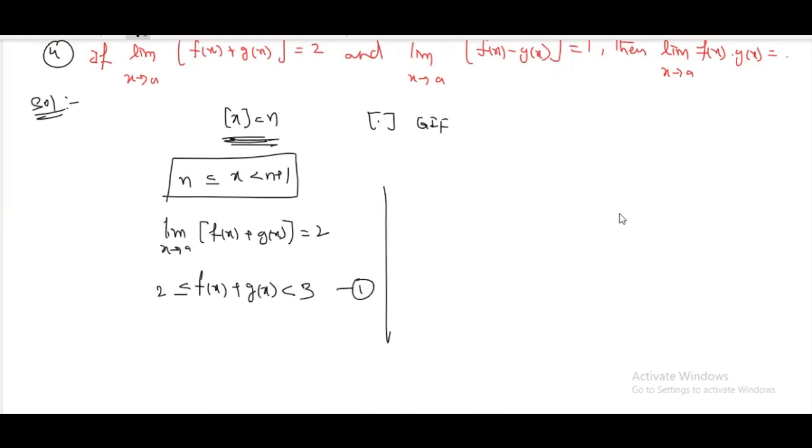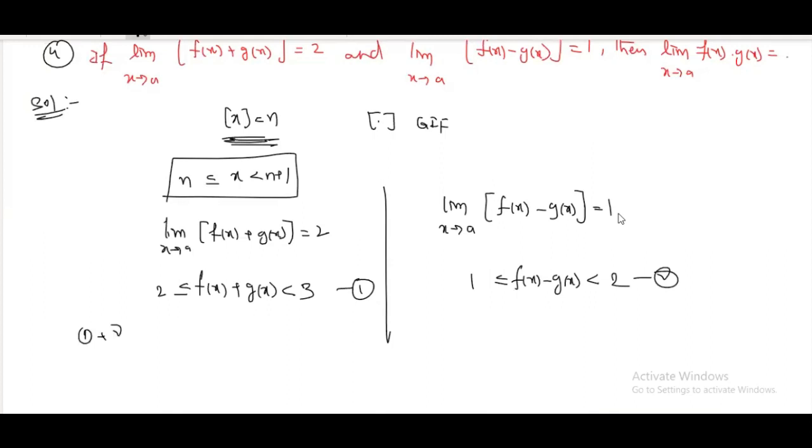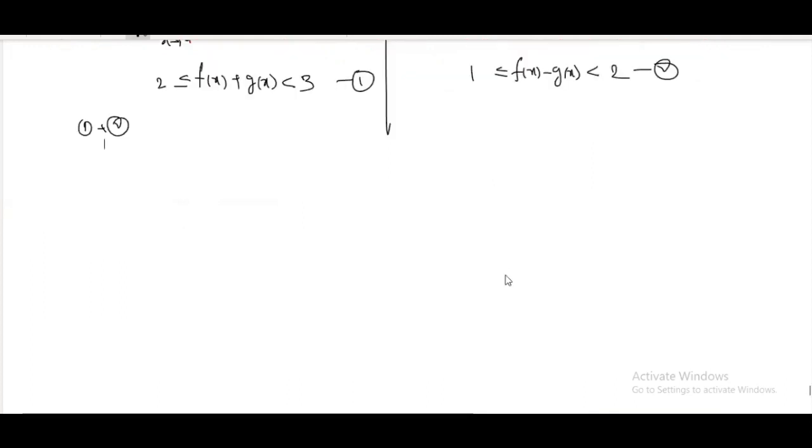And similarly, another limit is given: the limit as x tends to a of box of f of x minus g of x is equal to 1. From here we can write f of x minus g of x is less than 1 plus 1, 2, and greater than or equal to 1. So let it be equation 2. If I add 1 plus 2, what I'll get is f of x plus g of x plus f of x minus g of x is less than 5 and greater than or equal to 3.